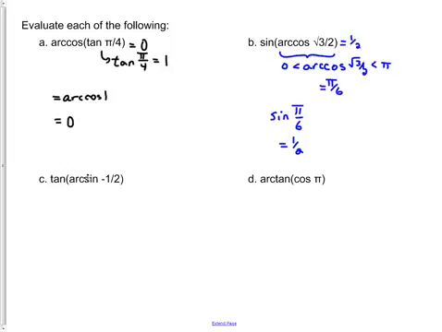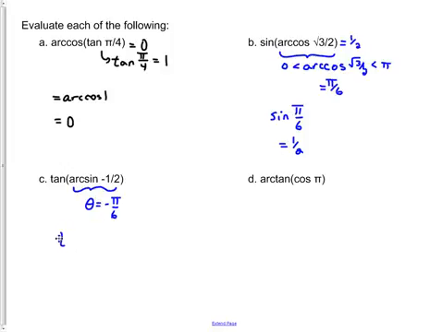Well, let's just continue down the line right here. Arc sine of negative 1/2. Well, we would be looking for an angle whose sine is, let's see, an angle between negative pi over 2 and positive pi over 2 whose sine is negative 1/2. What is that? Well, in this case, we would have to say that that angle would be negative pi over 6. See example B up above here, right? If the sine of pi over 6 is 1/2, then the sine of negative pi over 6 is negative 1/2.